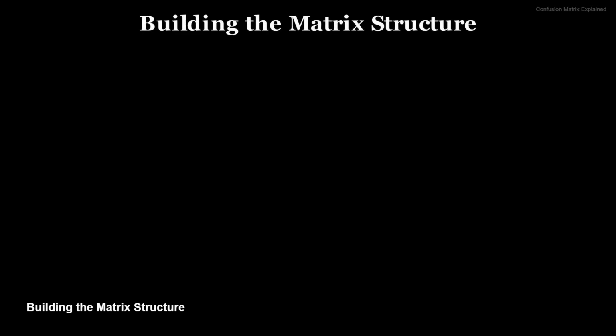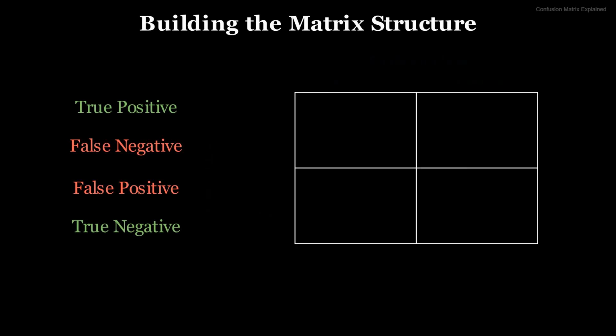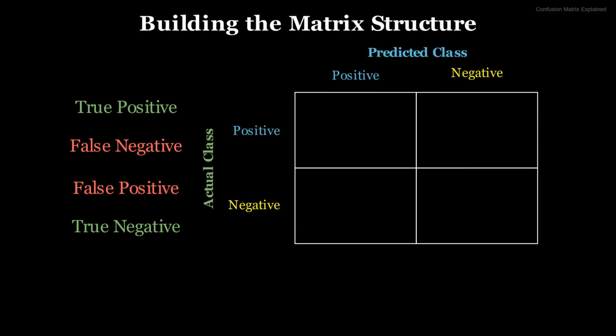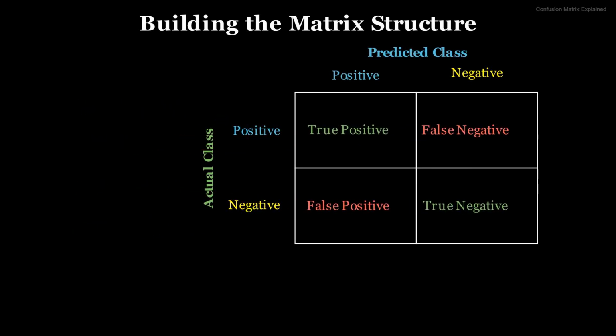These four outcomes naturally fit into a 2x2 grid, which is our confusion matrix. The rows typically represent the actual classes, while the columns represent the predicted classes. This structured layout helps us visualize and count each type of outcome clearly, making it easy to see where our model's predictions align with reality and where they diverge.